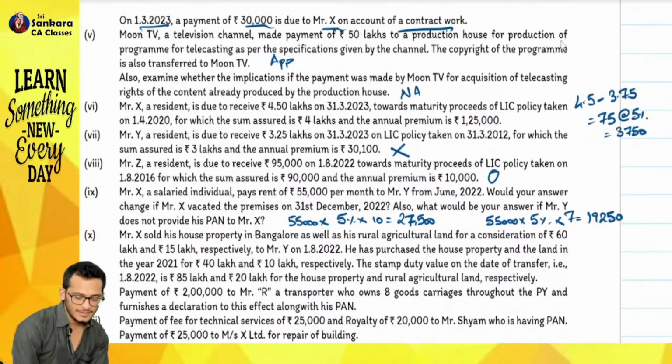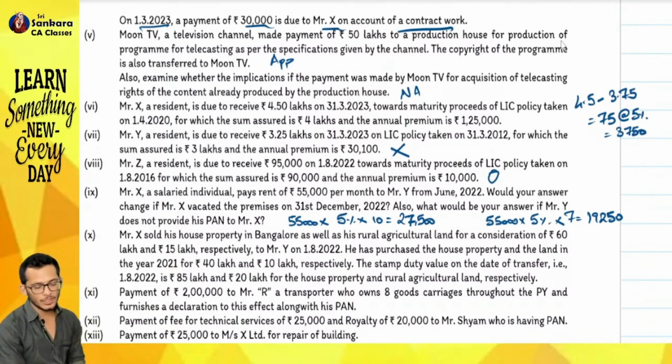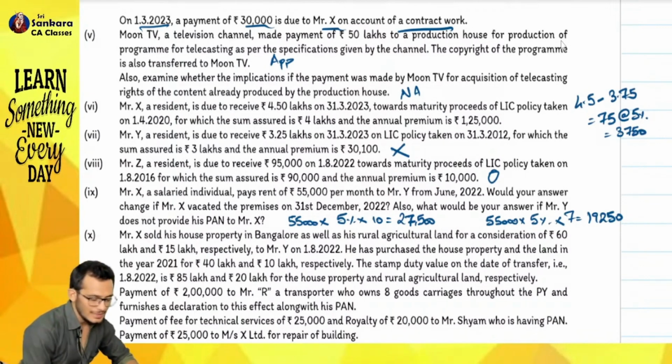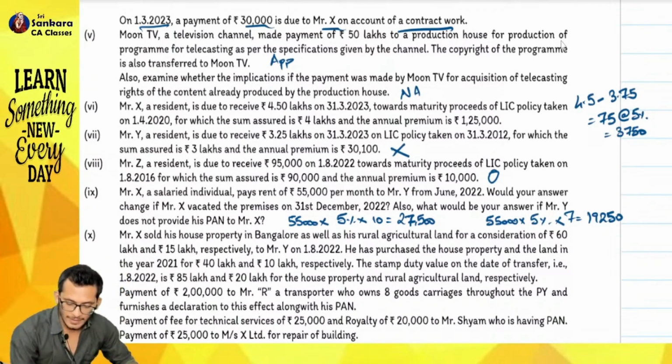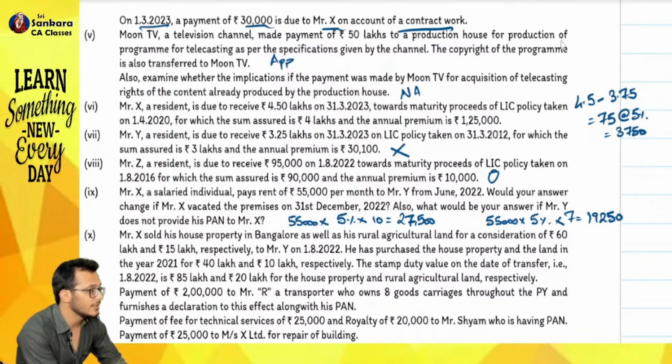Next one. Mr. X sold his house in Bangalore as well as his rural agriculture land for consideration of 60 lakhs and 15 lakhs. He purchased the house and the land in the year 2021 for 40 lakhs and 10 lakhs. The stamp duty values of the properties are 85 lakhs and 20 lakhs. You are required to check whether TDS is applicable or not. Two properties for you. One property is a house, the second property is rural agriculture. Applicable or not applicable?